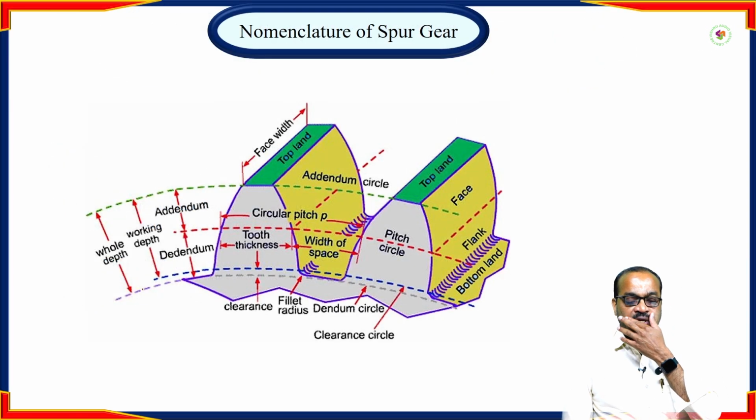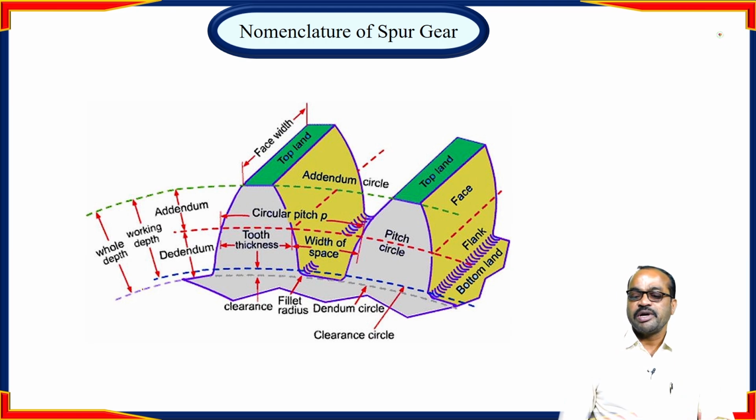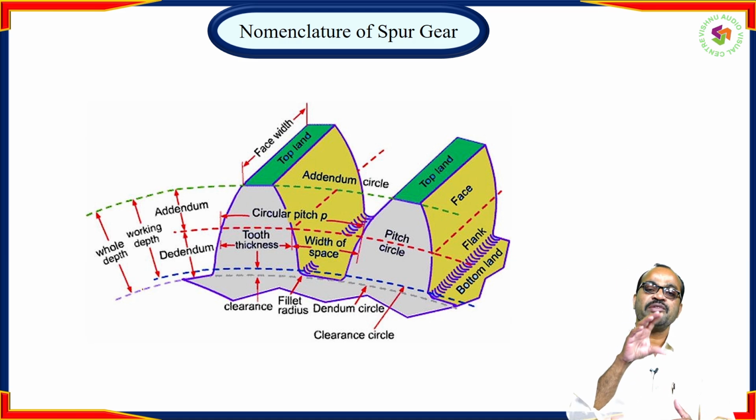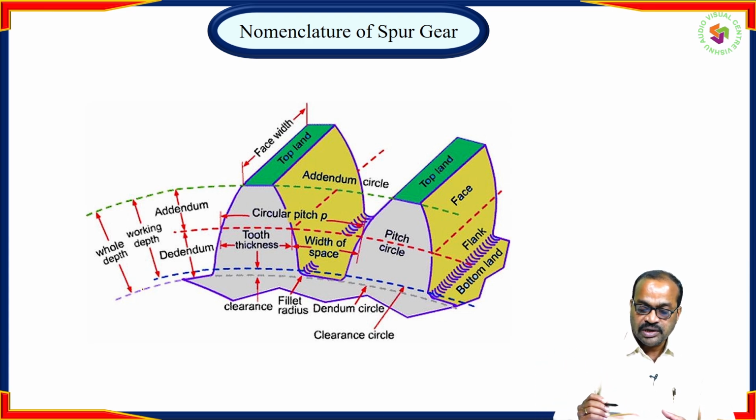So a very important topic is the nomenclature of spur gear, because once you are dealing with the gear, you should know each and every part, what the name of the part is, and its purpose. Okay, so I am going to talk about some important parameters in the nomenclature of the spur gear.